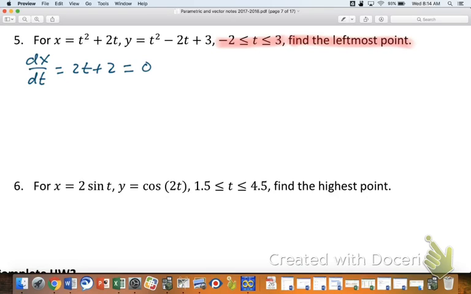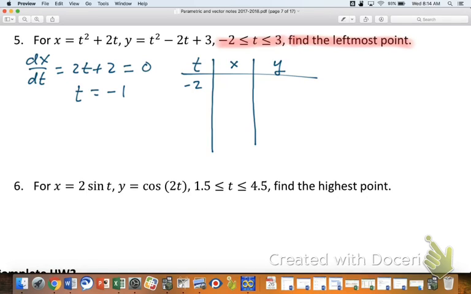Okay. So then, of course, this gives me t equals -1. And that is my lone interior candidate. My endpoints are -2 and 3. And so what I'm going to do is set up a little chart. I'm going to make a double t chart. I'm going to say my inputs are t's, and my outputs are x's, and eventually I'll consider the y's as well. Okay, so my t values would be -2, -1, and 3.